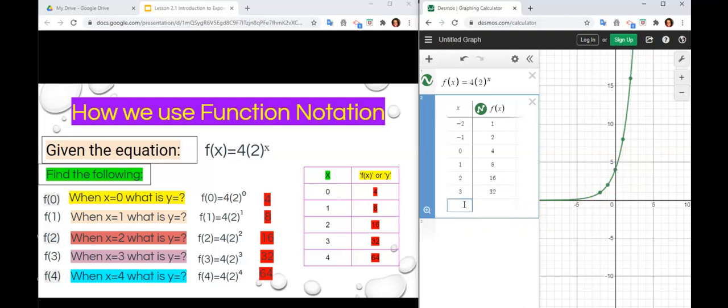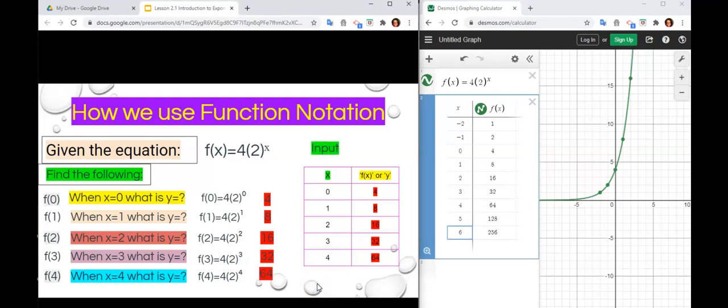I could find out some more points. I could put in 4, I can put in 5 and it'll give me the value, I can put in 6 and it'll give me the value. Just something that I think is very interesting. Hopefully that made some sense. All right, so let's move on.